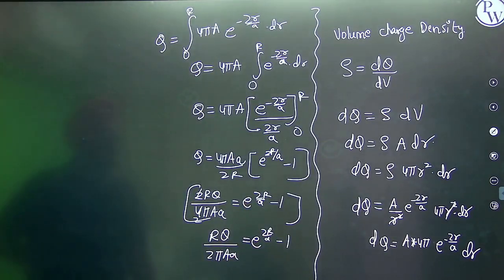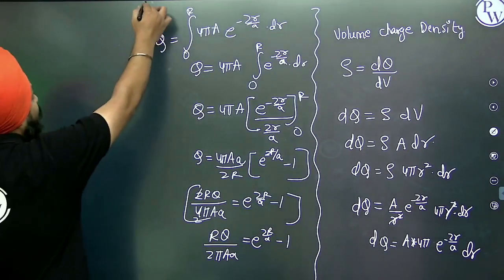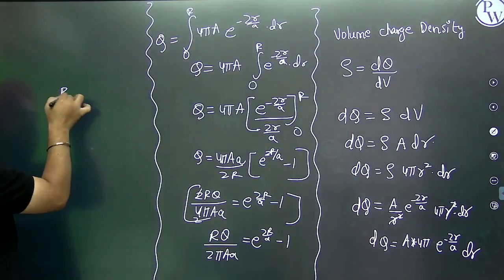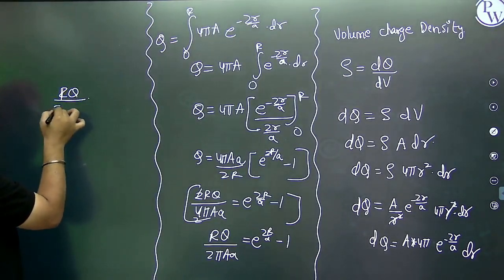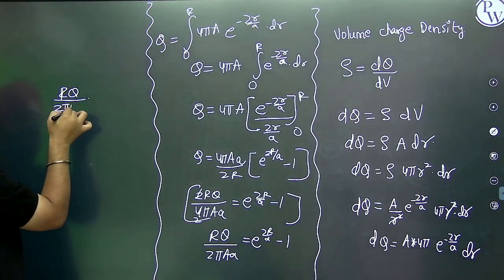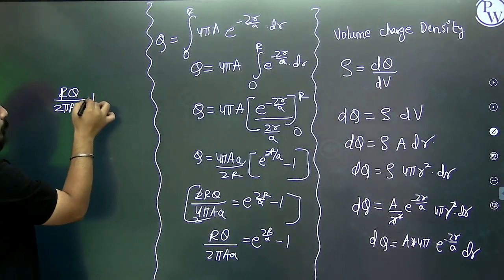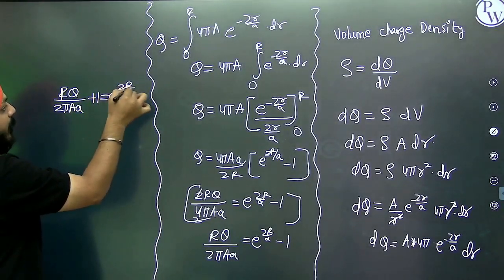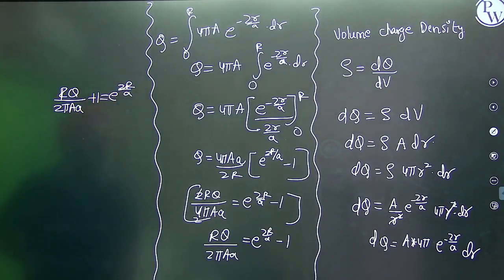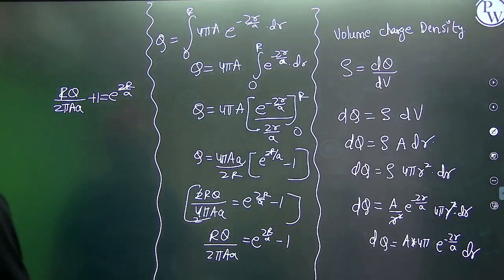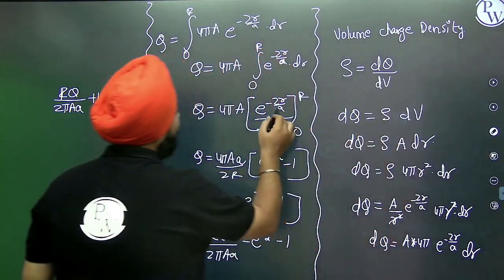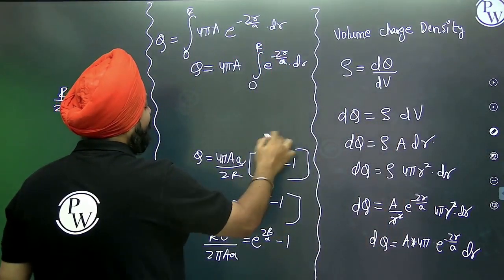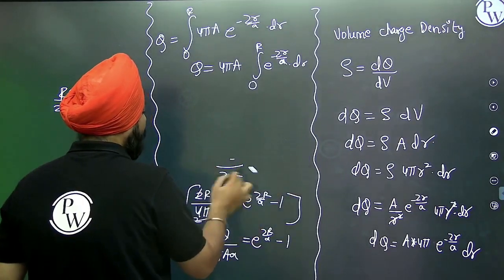Now we have to rearrange this term. So rearranging this term, you are going to get rq whole divided by 2 pi A a, plus 1, that is e raised to 2r by a. I think something we have missed. Just hold on guys, something we have missed. Again we are integrating it because we made a mistake here. Don't get worried. The question is simple, but we made a mistake.